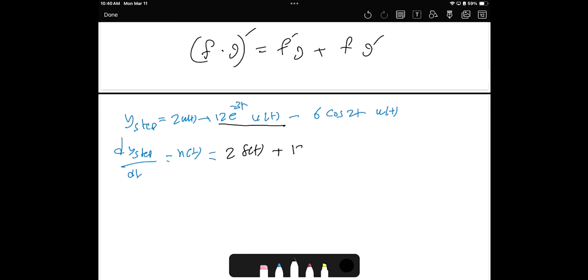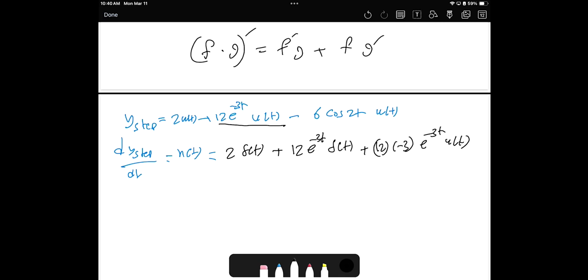So it will be 12 e power negative 3t. The derivative of u of t is delta of t. Plus, now the derivative of the exponential is negative 3, so it's plus 12 times negative 3 e power negative 3t u of t. Okay? Do you agree with me?